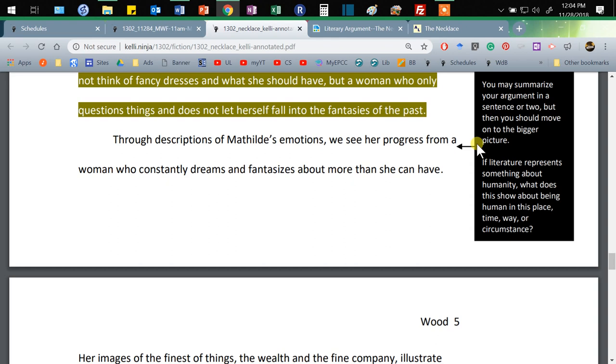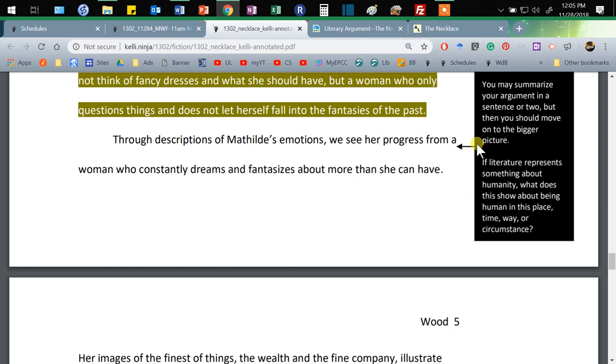Because I said this is like total change of character, and I haven't even talked about that yet, right? So here's where I want to do that. In a summary, you can briefly summarize what you said, but you want to go beyond that. Your conclusion is not just summary. Your conclusion is, what do you conclude? What are your big points, right?